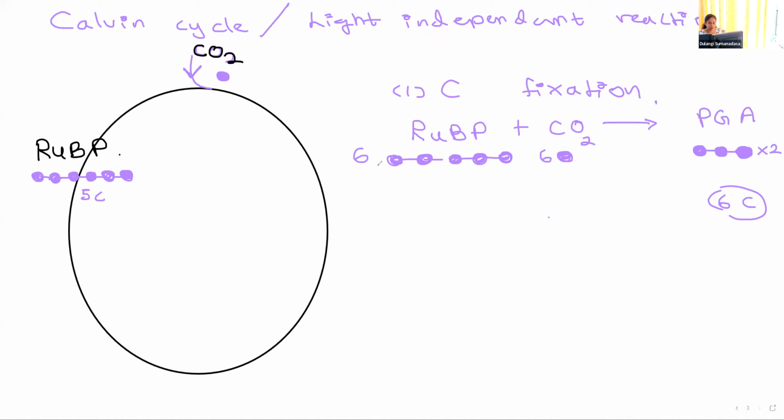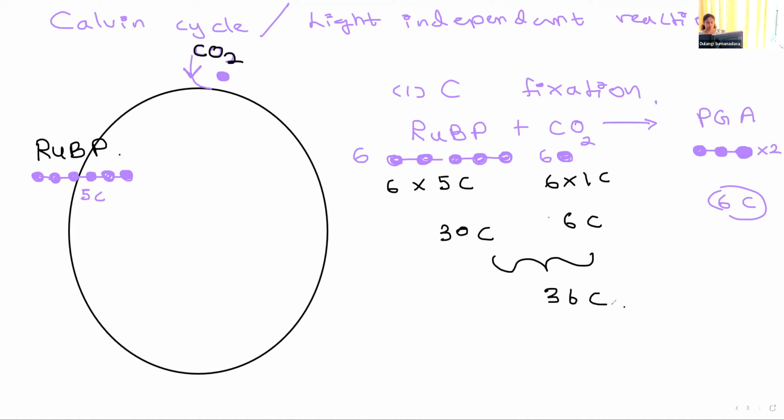So RuBP, 30 carbons. And there's 1 carbon in carbon dioxide, and we are bringing 6, so we are introducing 36 carbons. Can you do the math and identify how many PGA molecules you have to produce? So the total carbons we are bringing into the cycle is 36, right? So you have to maintain the 36 carbons on this side.